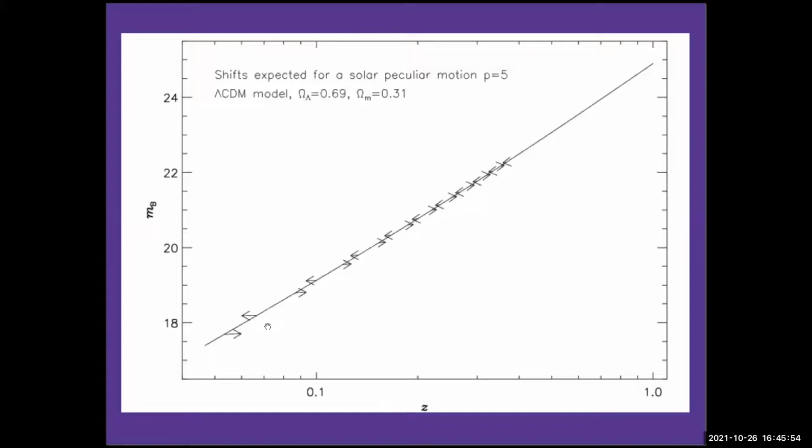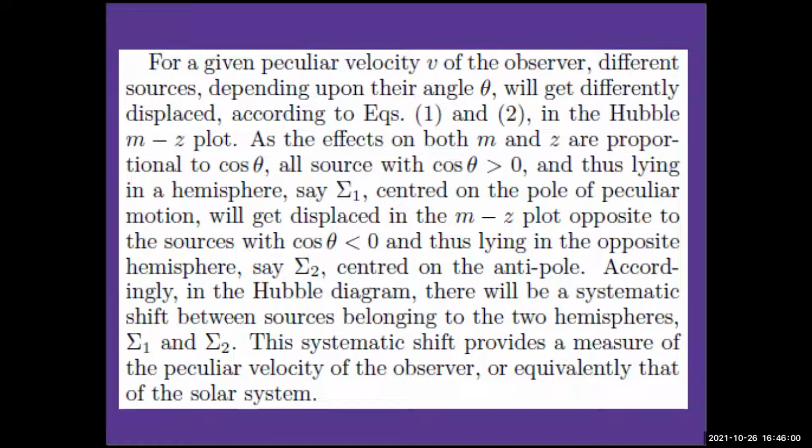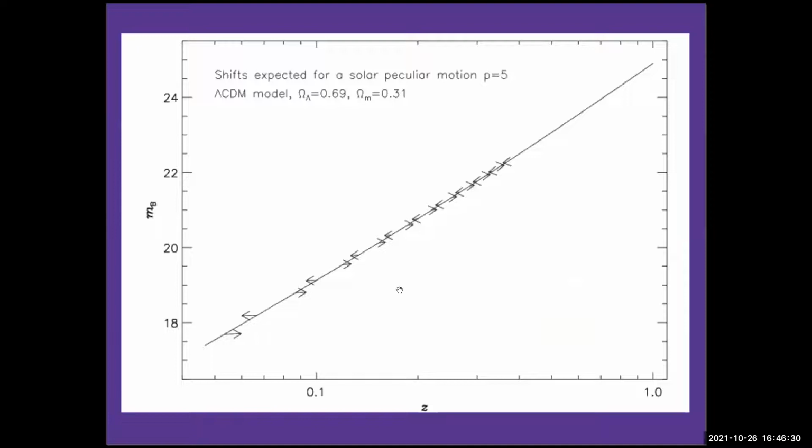I have just explained that if the peculiar velocity of the observer is V, then different sources, depending upon their angle theta in the sky, will get differently displaced in this Hubble plot. All sources for which cos theta is greater than zero, that is theta between 0 and 90, let's say hemisphere sigma one, will move in one direction, while all the sources in the other hemisphere will move in the other direction, as I was showing in this diagram. So this can give a systematic shift between sources in one hemisphere versus the other.